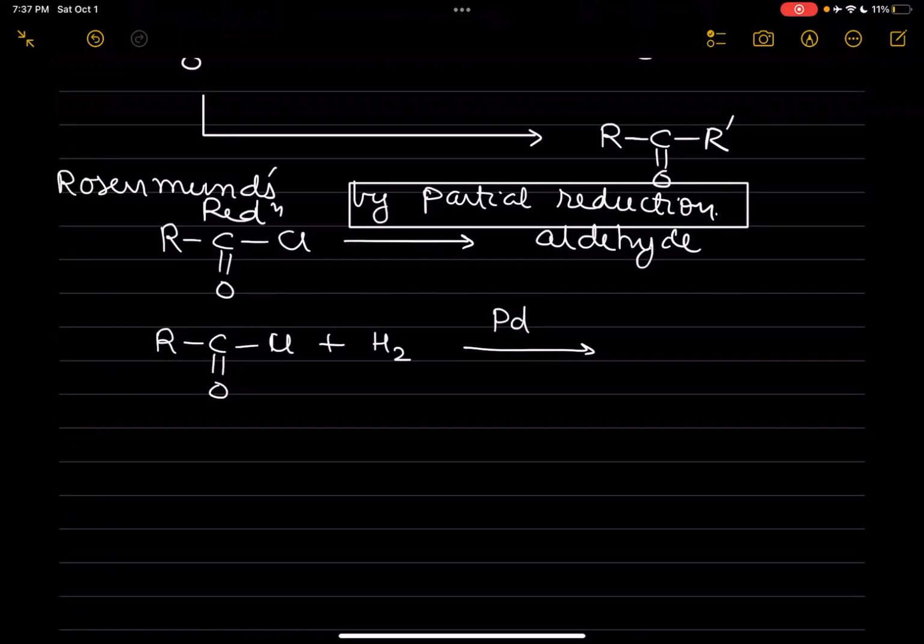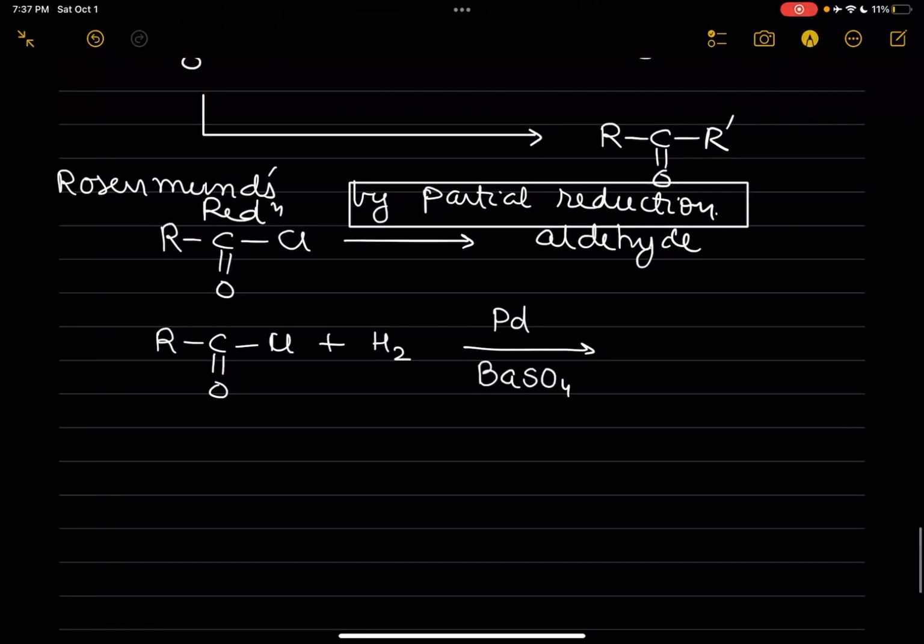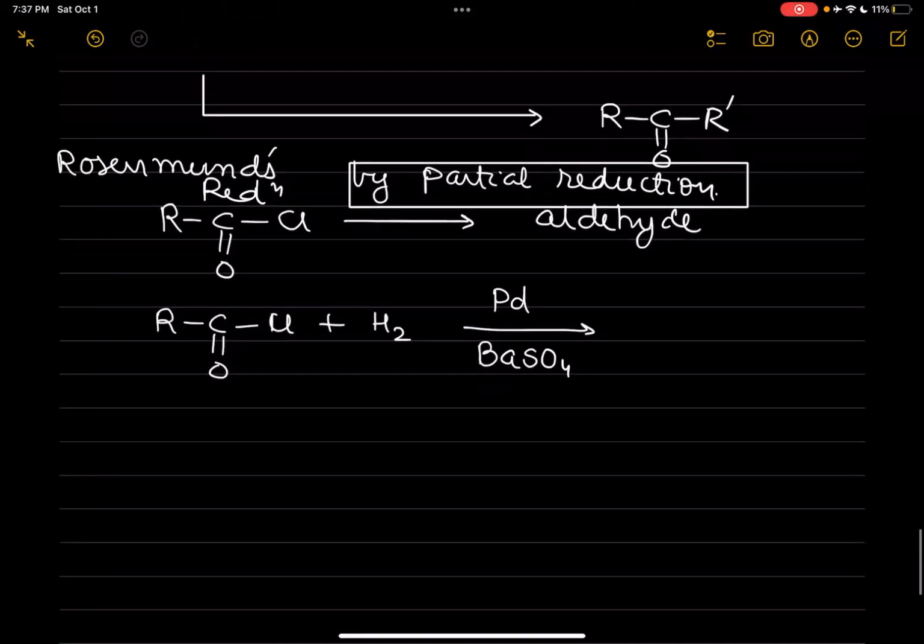But you need something to stop the catalyst from reducing it further completely. So you take a catalytic poison, BaSO4. H2, Pd-BaSO4. And that will reduce it, but not the complete reduction, just the partial reduction. RCHO. Is it clear?